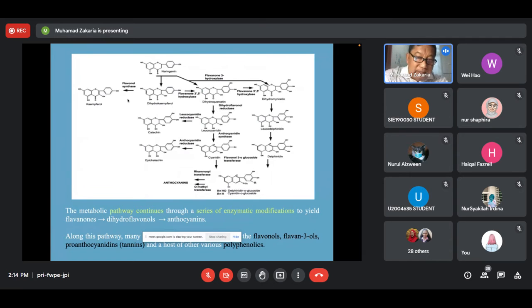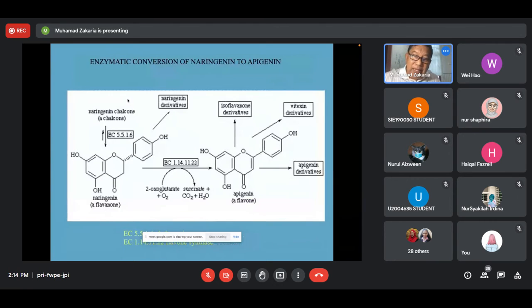Here is an additional metabolic pathway. Maybe you can have a look yourself. From naringenin, they can produce many different types of flavonoid. So if you get one flavonoid from a tree, there are many other flavonoids related to it. You can have a look yourself at the enzymatic conversion of naringenin to apigenin.